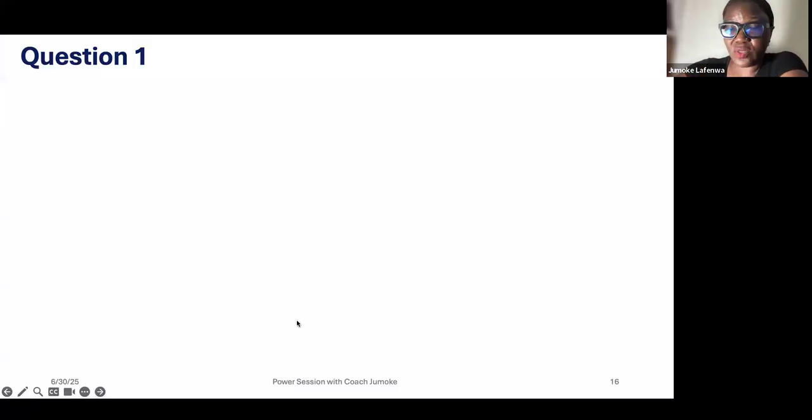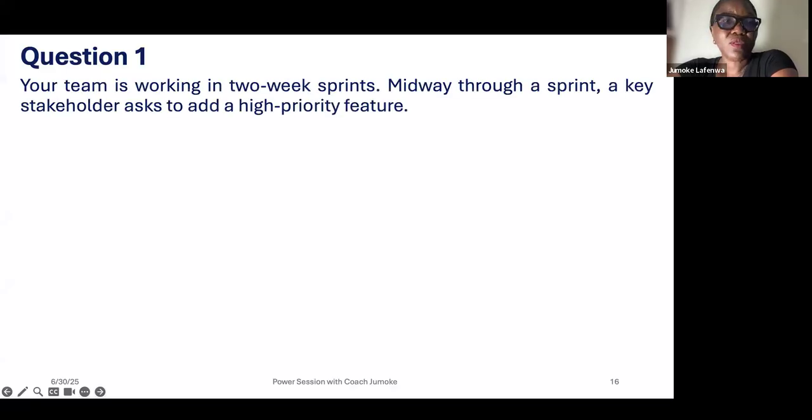So this is the first question. Those on the Zoom, you can read the question. Your team is working in 2-week sprints. Midway through a sprint, a key stakeholder asks to add a high priority feature. What should you do as a project manager?